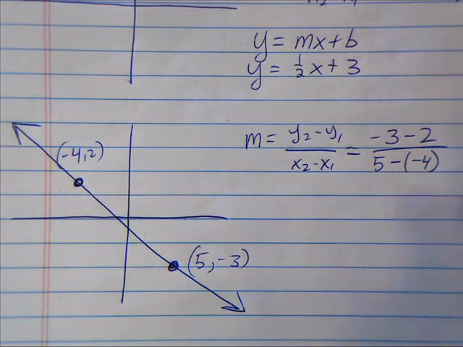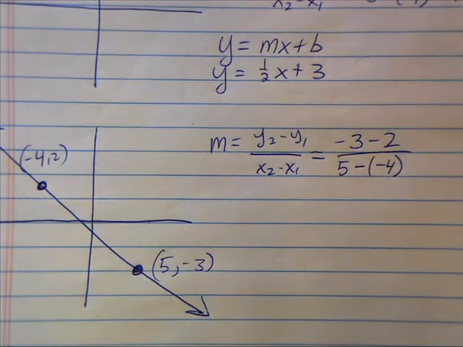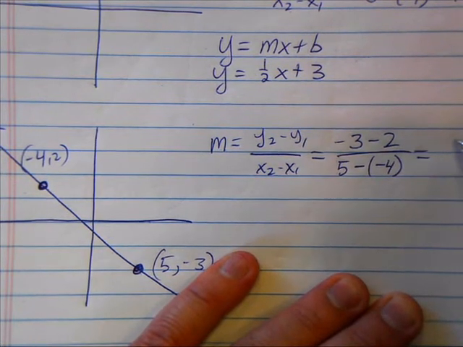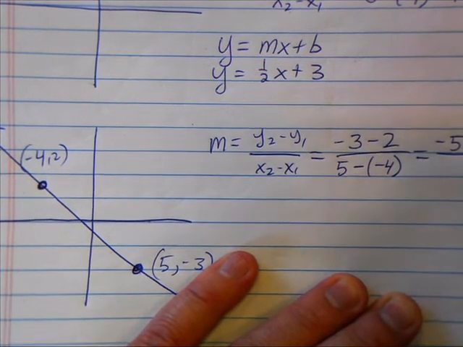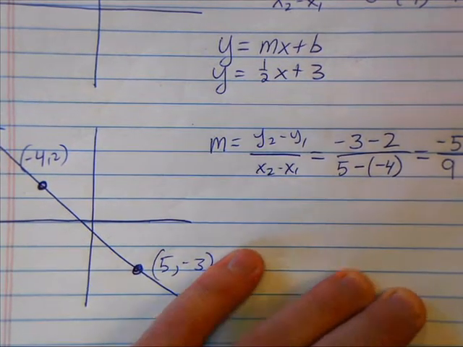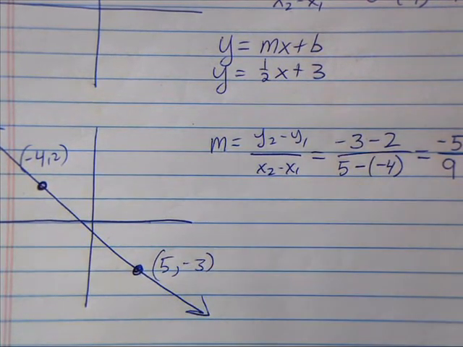This time when we calculate our slope, should the answer be a positive number or a negative number? It better be a negative number because our line is decreasing. All right, well, and I think it is because -3 minus 2 is -5, and 5 minus -4 is 9. So we get a slope of -5/9. Okay, so we know our slope, but we don't know our y-intercept. So how do we find the equation of the line?